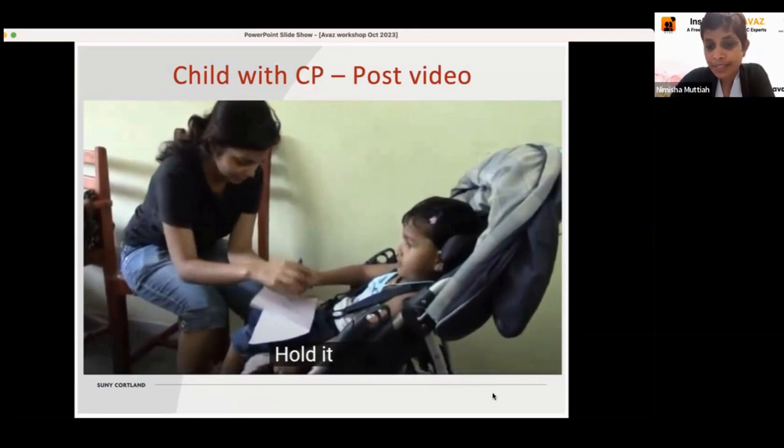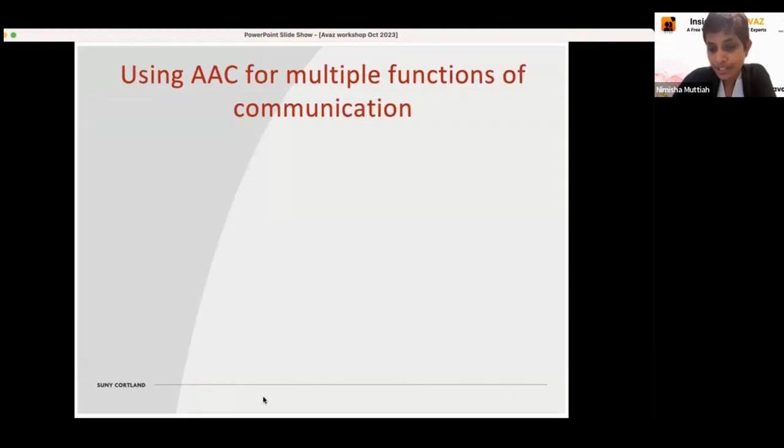Again, very simple AAC system, but a much easier response from the child, because it was much easier for her to point to the color that she wanted to color with than trying to verbally say it.